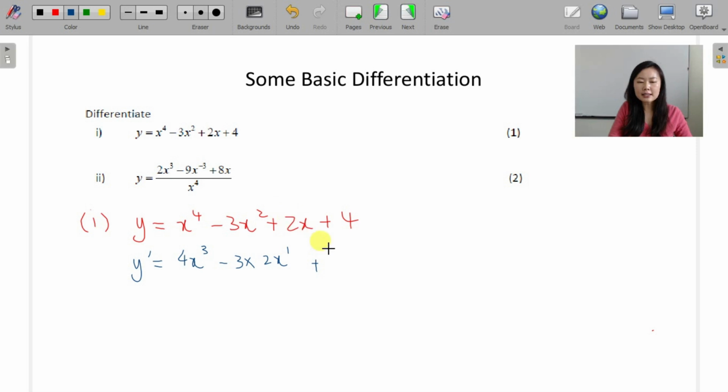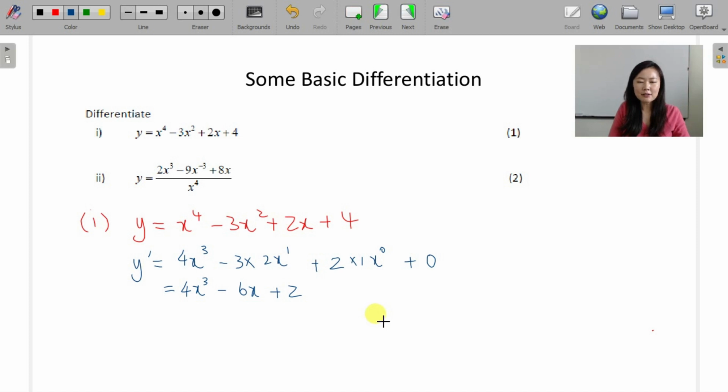Now with 2x, the derivative is usually just the constant 2. You can think of it as bring the power down and it's x to the power of 0. And the derivative of a constant is always 0. So that's it. Now this is probably the only one I'm going to go into that level of detail around the basics. I'm hoping you already learned that at school, and this should be simple stuff.